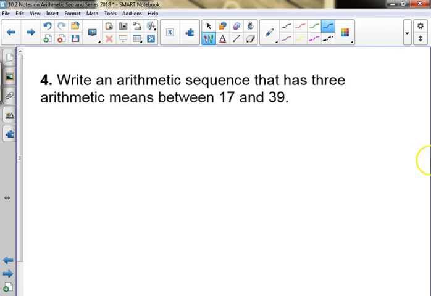All right, another arithmetic one. Why don't you try this one on your own? 3 means between 17 and 39.